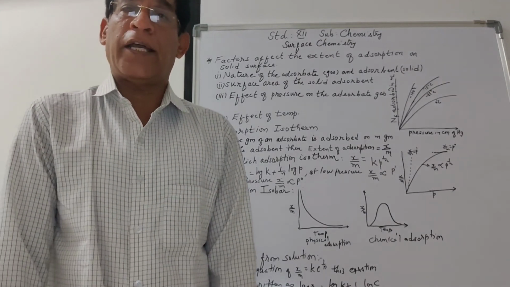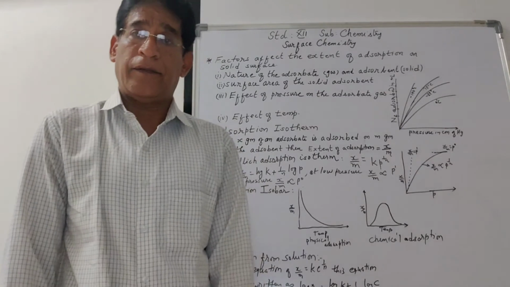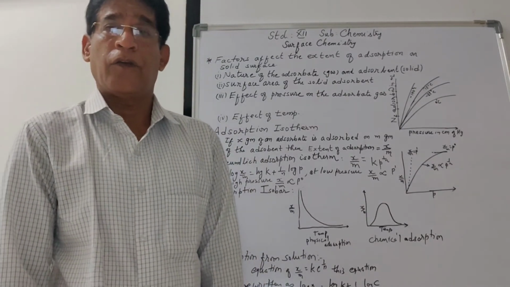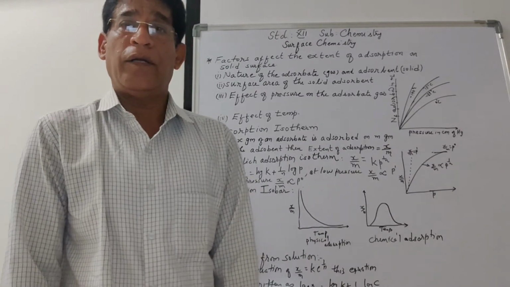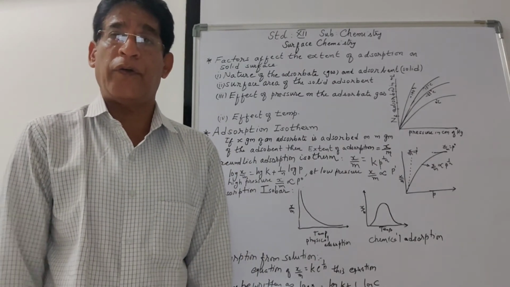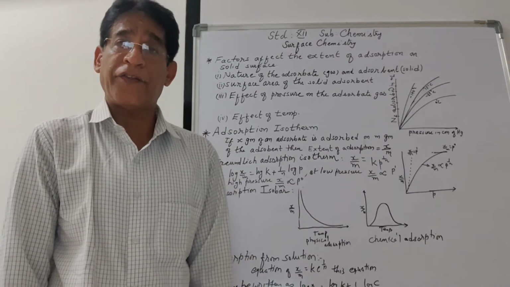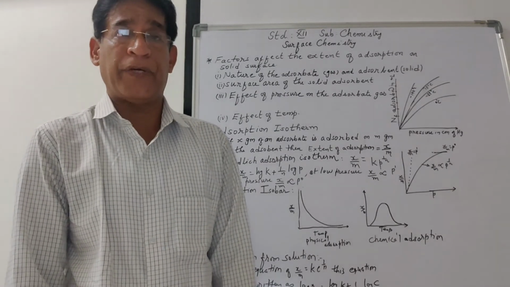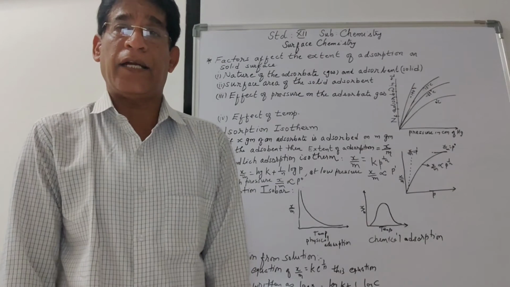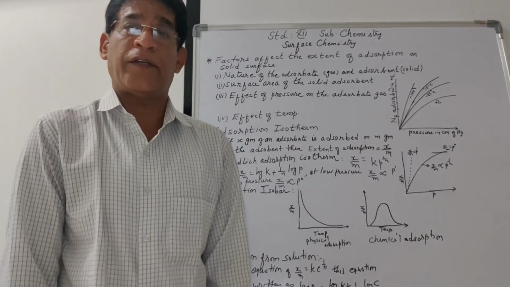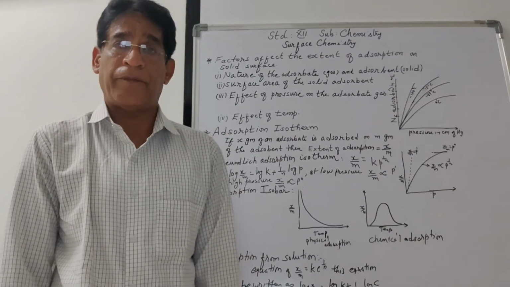Removal of coloring matter from solution. This is the fourth application. Animal charcoal removes color from solutions by adsorbing colored impurities. It is also used as a decolorizer in the manufacture of cane sugar.